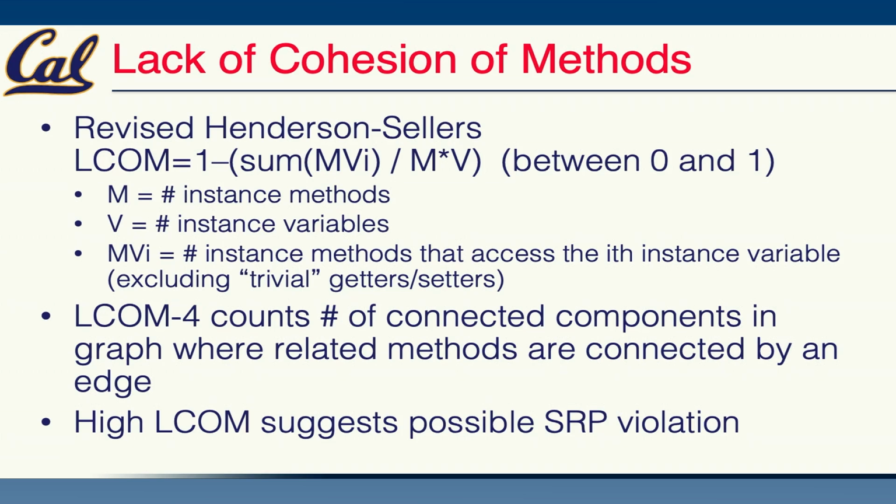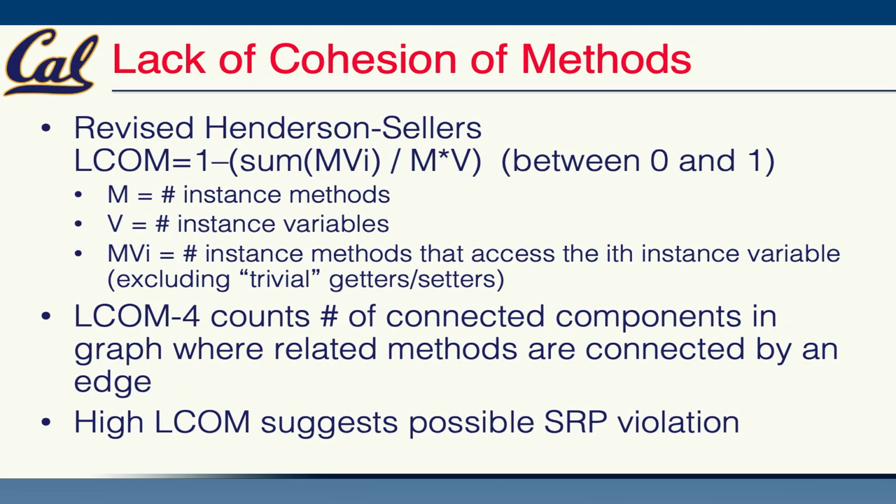There's another metric called LCOM4, which looks at the connected components in a graph, where related methods are connected by an edge. Essentially, what this does is if you were to draw out every single function in a class and draw out which functions rely on which other functions or which functions rely on instance variables, you could get a graph, the particular details of which edge and which direction things connect we don't really need to get into.